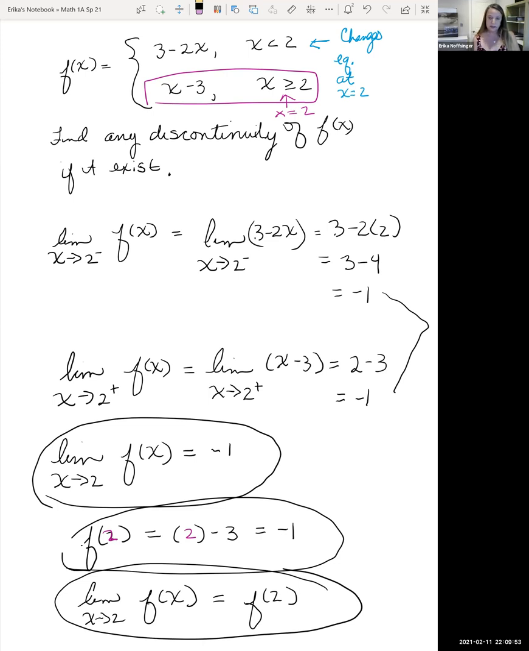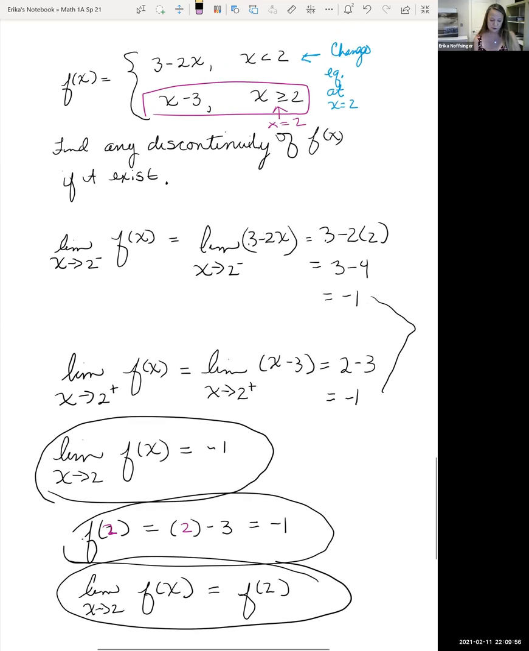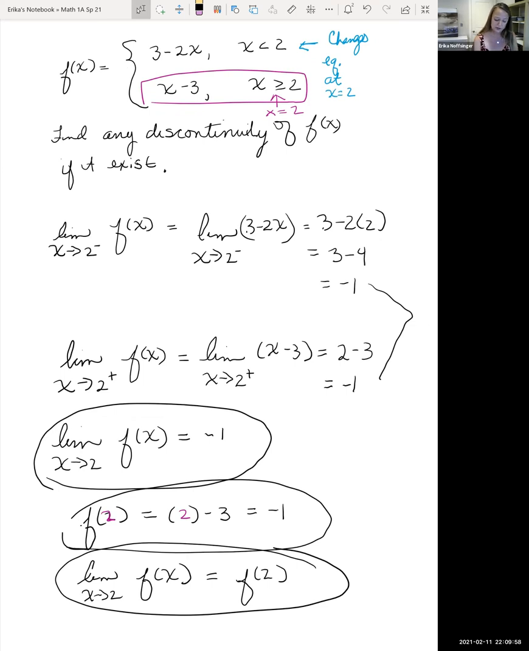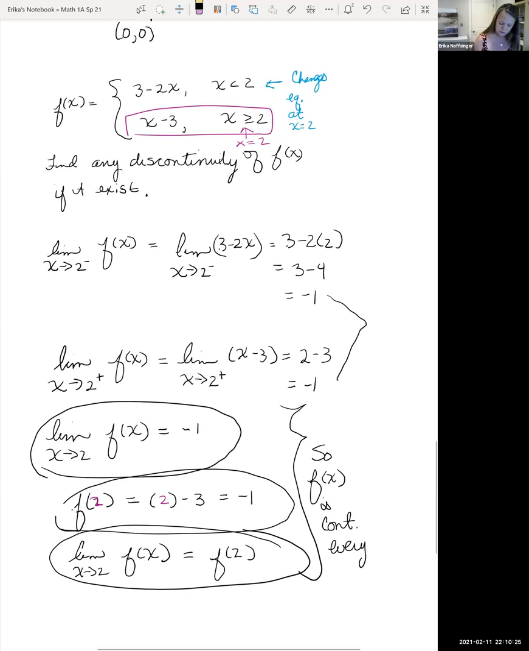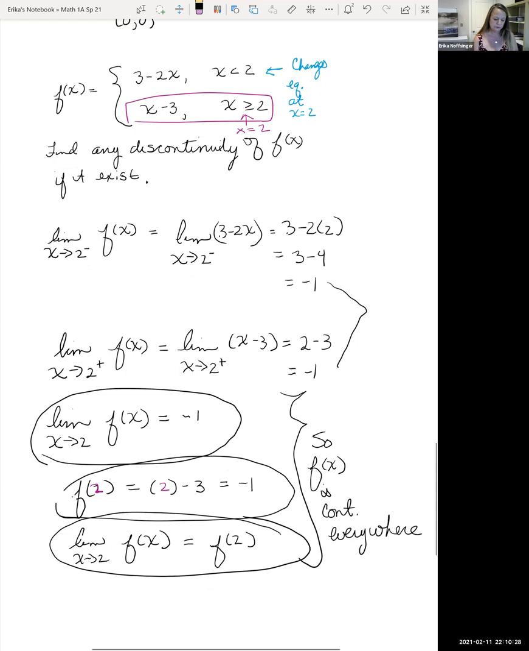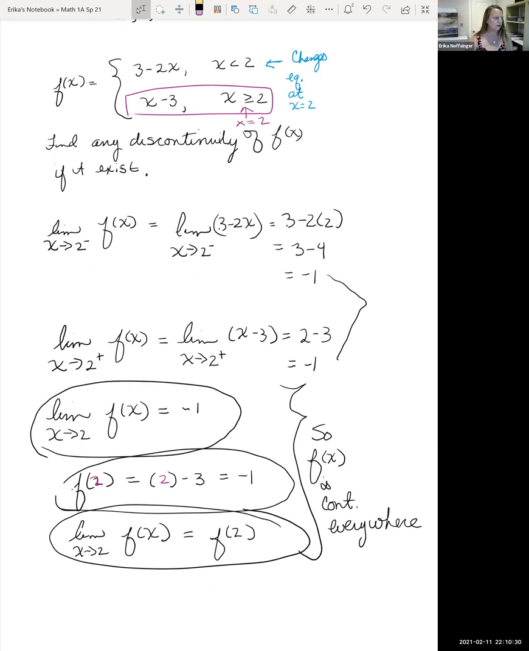So all three of the conditions that had to hold in order for it to be continuous at that value held. So because of that, we can say it's continuous at that place where it was changing equations, and because the first equation is a polynomial and the second one is a polynomial, this is continuous everywhere. So f of x is continuous everywhere. Any questions on that?